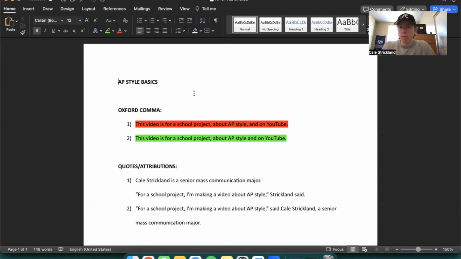So let's go over a couple basics of AP style. The first thing, the biggest change, is the Oxford comma. Now in normal writing, we always include a comma before the last item in the series. In AP style, we drop that comma. So look at these two examples.